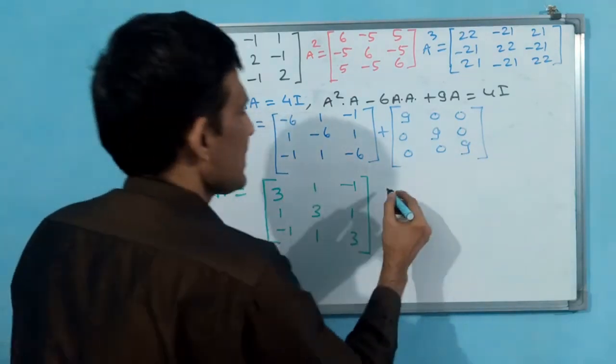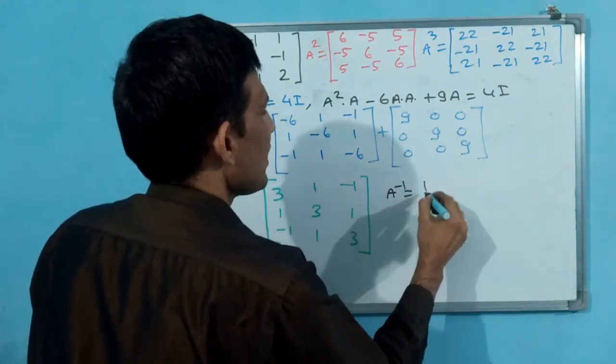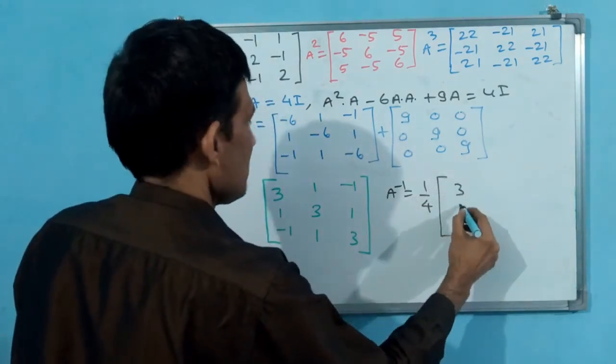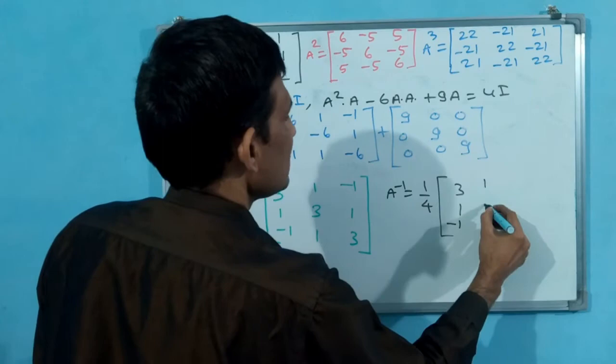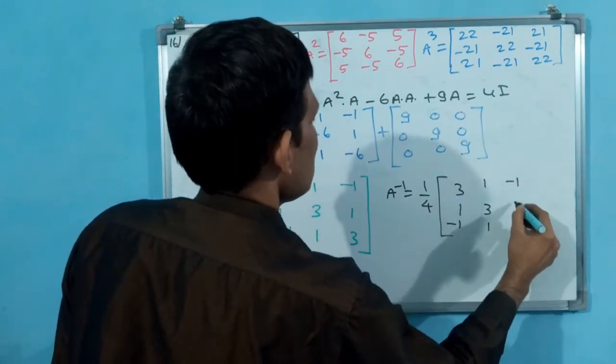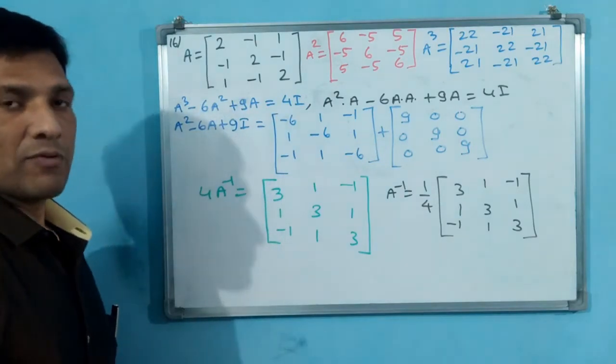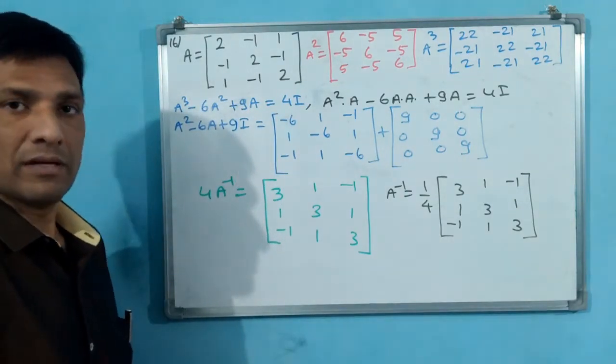You want A inverse. Write down again. A inverse is equal to 1 by 4 into, copy this one: 3, 1, minus 1, 1, 3, 1, minus 1, 1, 3. Okay. Take this and we will go for 17th question. Okay.